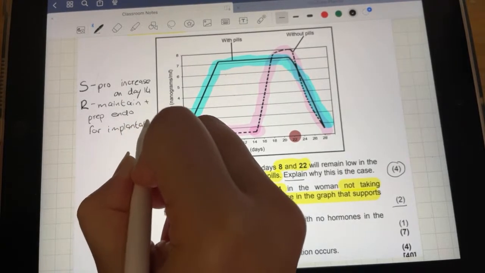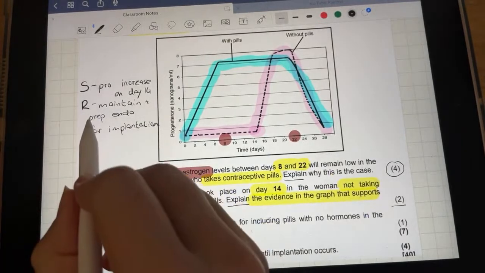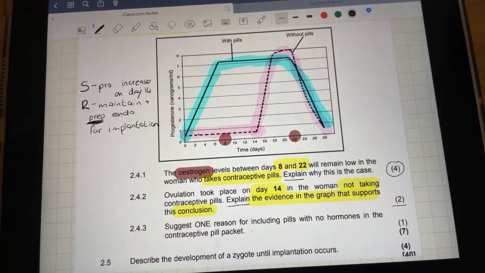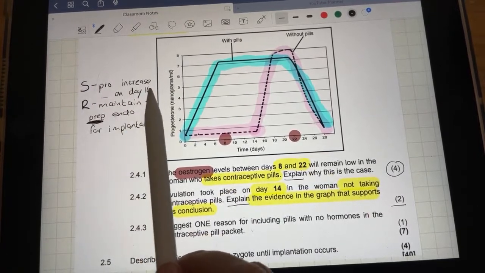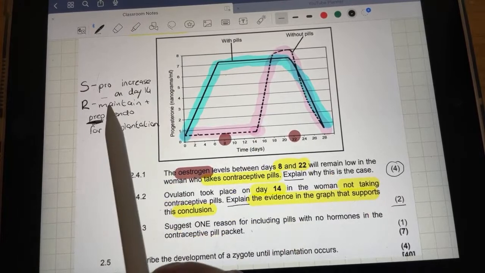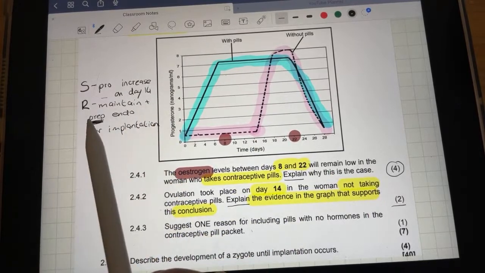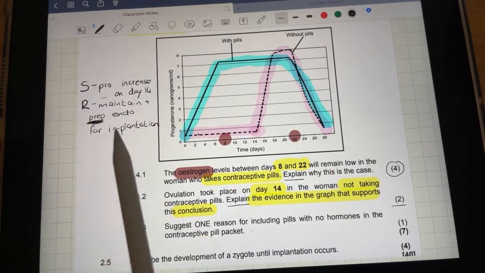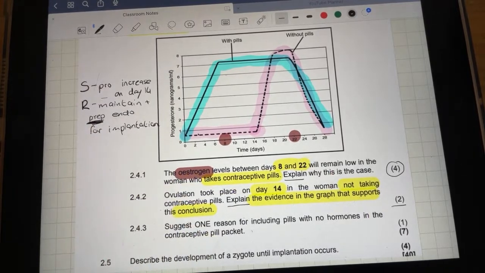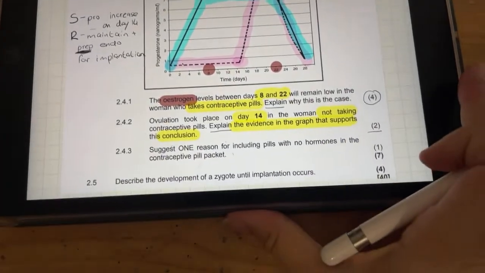implantation. You could go just a little bit further under the word prepare and say something like to make it more glandular and vascular. So you could say progesterone increases on day 14 as seen in the graph in order to maintain and make the endometrium more glandular and vascular so that implantation can take place. And that's all you're going to say for that to get 2 marks.